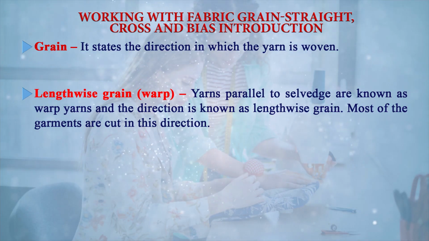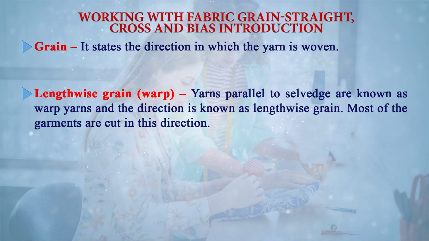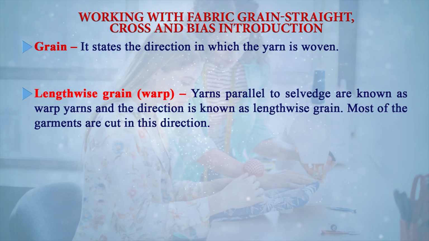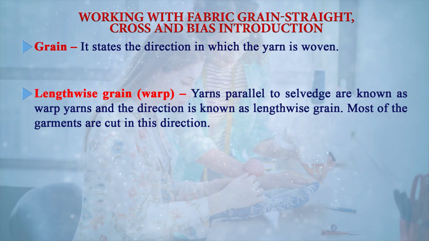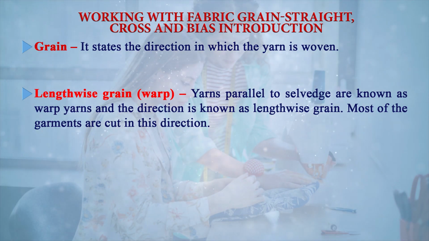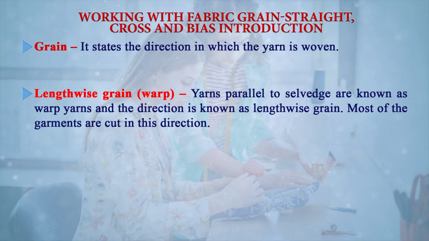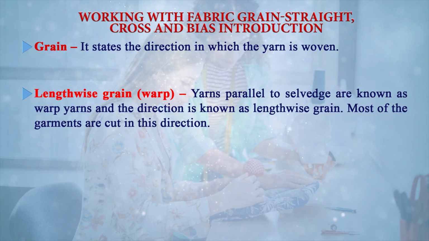So what is the lengthwise grain or lengthwise direction? The lengthwise direction or grain of the fabric is also said as the warp. Generally we have 2 yarns, warp yarn and weft yarn. Lengthwise grain is said as the warp yarns. The yarn which is parallel to the selvage is known as the warp yarn, and the direction is known as the lengthwise grain.